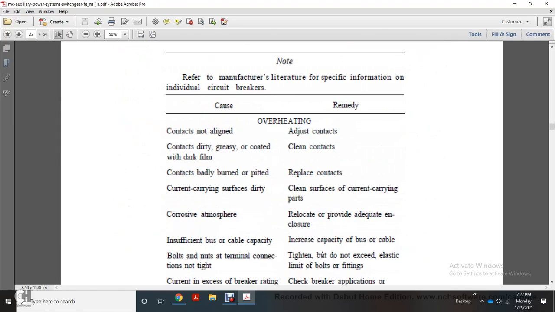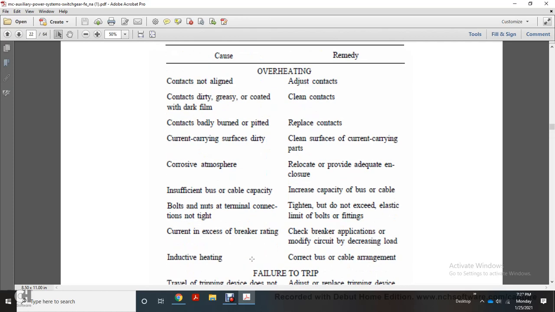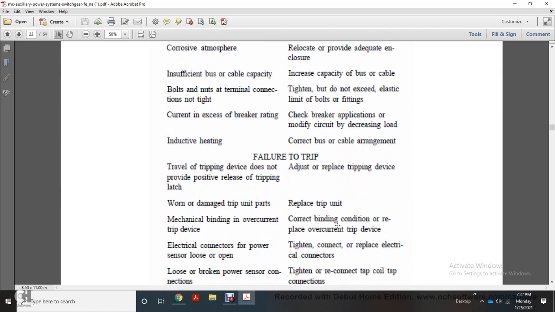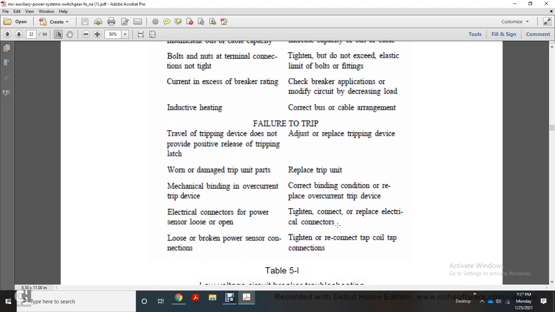The table then shows overheating causes and remedies. Contacts not aligned: adjust the contacts. Contacts dirty, greasy, or coated with dark film: clean the contacts. Contacts badly worn or pitted: replace the contacts. Current-carrying surface dirt: clean the surfaces of current-carrying parts. Corrosive atmosphere: relocate or provide adequate enclosure. Insufficient bus and cable capacity: increase the capacity of the bus or cable. Bolts, nuts, and terminal connections not tight: tighten, but do not exceed the elastic limits of the bolts. Current in excess of the breaker rating: check the breaker application and modify the circuit, decreasing the load. Inductive heating: correct the bus and cable arrangement. Fault trip: tripping device is not positive.